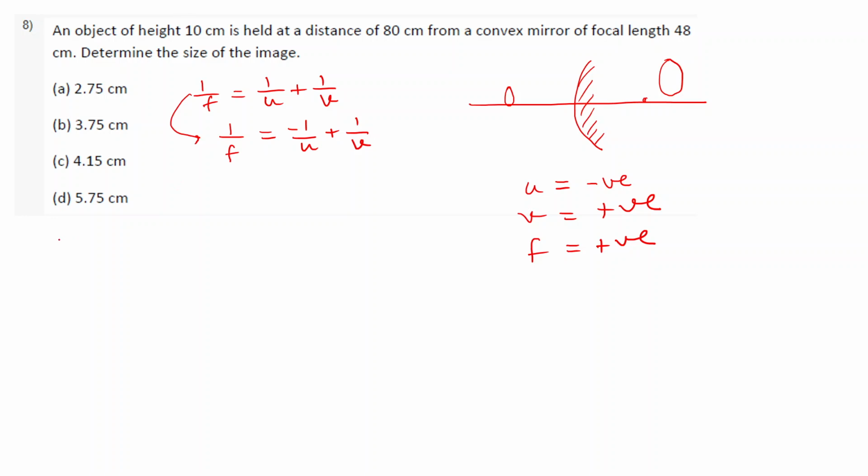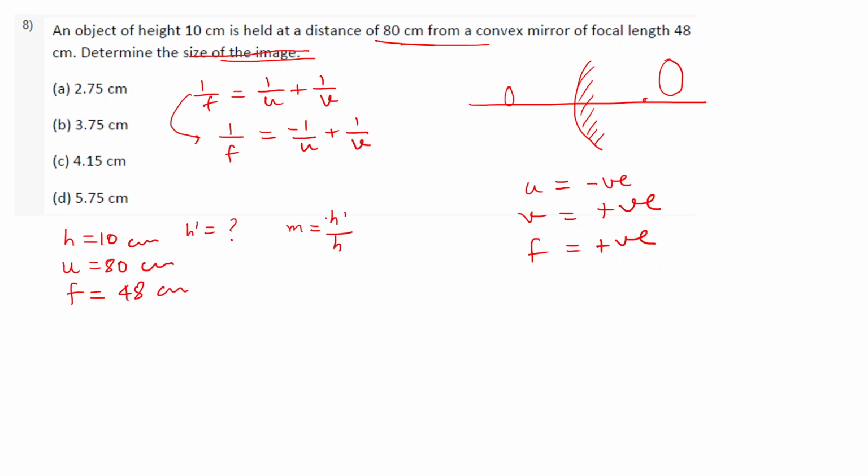Now, I have been given the object height is 10 centimeter, and it is held at a distance of 80 centimeter from the mirror. That means the object distance is 80 centimeter. Focal length we are given is 48 centimeter. I need to find out the size of the image. This is the size of the object. Then what is the size of the image? Again, you know magnification is the ratio of h prime, image height, and object height. Also, image distance to object distance.